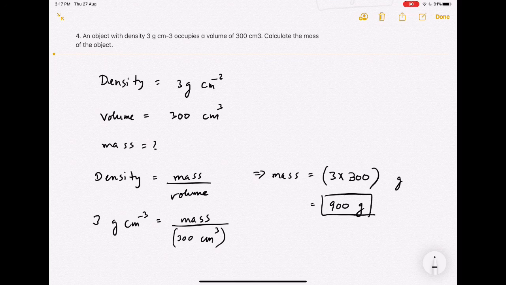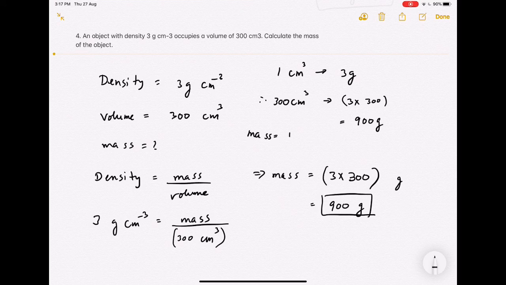Another way of looking at this question would have been, since density is given as 3 gram per centimeter cube, we know that in 1 centimeter cube the mass will be 3 grams. Therefore in 300 centimeter cube the mass of the substance will be 3 times 300, which will be 900 grams. So you can also say that mass will be equal to density multiplied by volume.